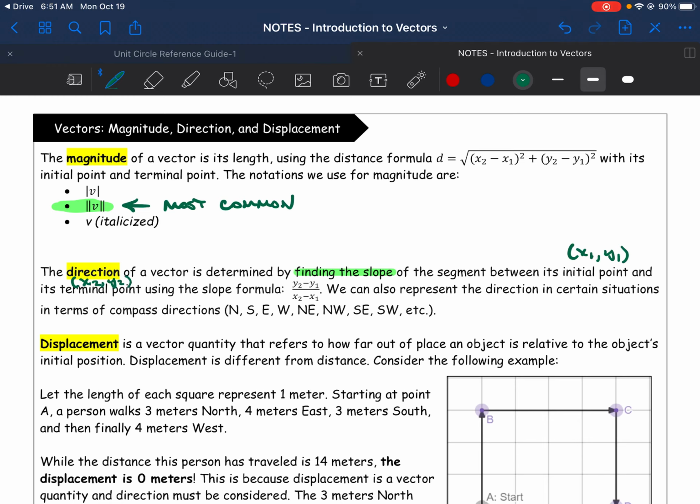We can also sometimes represent the direction of a vector using our compass directions like north, south, east, west, northeast, northwest, southeast, southwest, and so on and so forth.